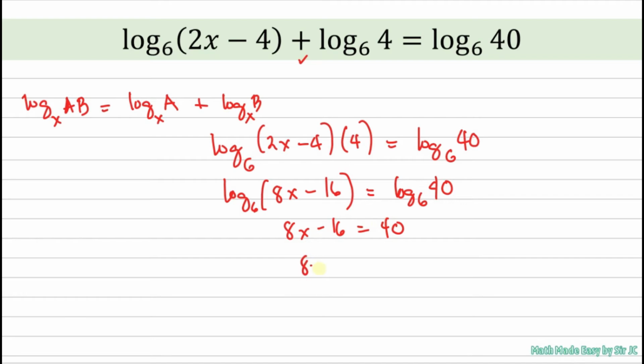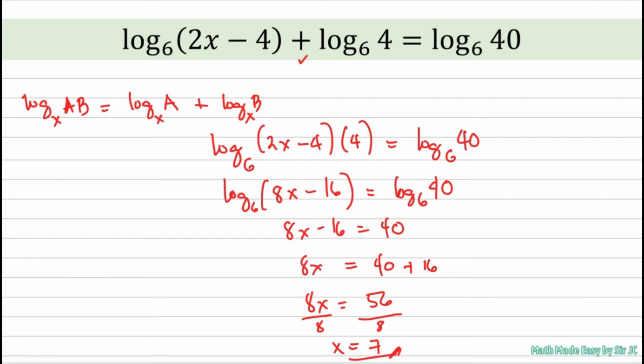Then solve for x. We have 8x equals 40 plus 16. So negative 16 will be transposed to the right side. It becomes plus 16. Then we have 8x equals 40 plus 16, 56. So divide both sides by 8. Therefore, x equals 56 divided by 8, 7. So the answer is 7.